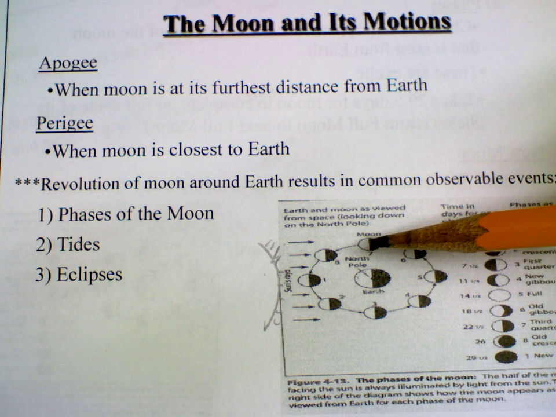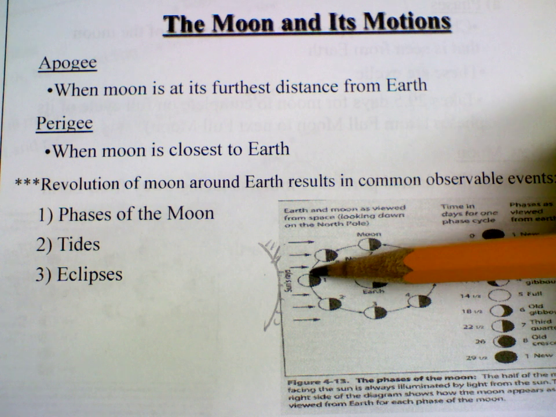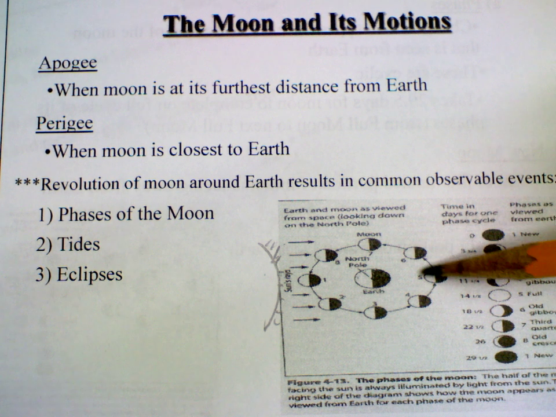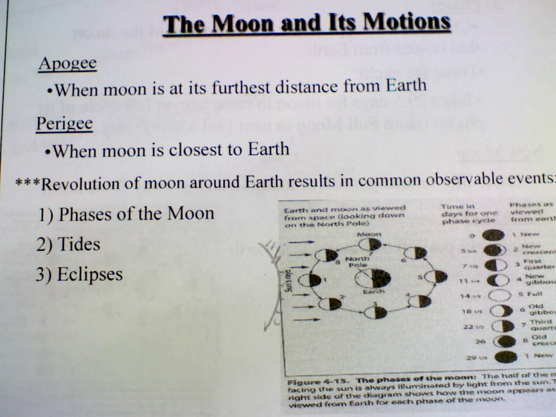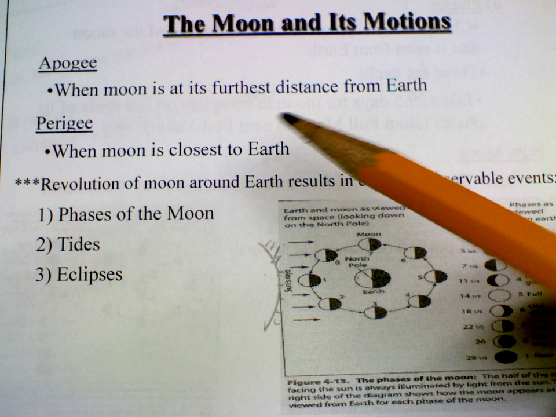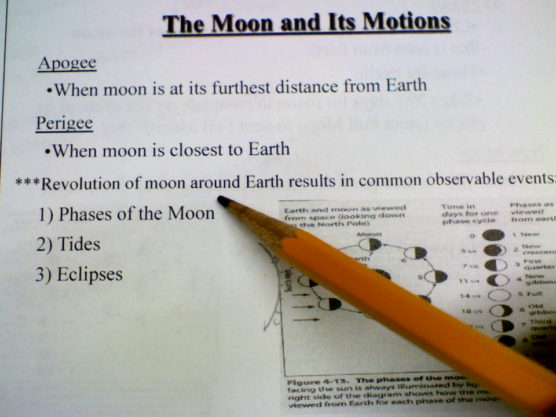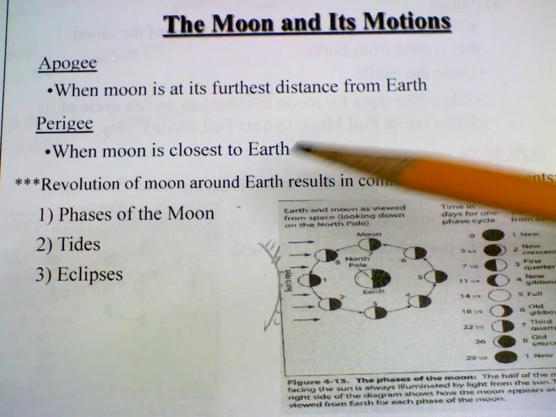Now what causes the phases of the moon is the fact that the moon is revolving around Earth. The moon moves around us. And one of the questions you're going to start to see is, what causes the phases of the moon? It's the revolution of the moon around the Earth. You need to know that.